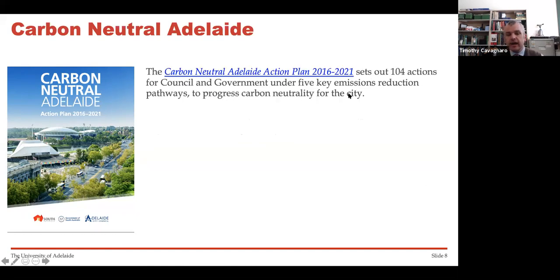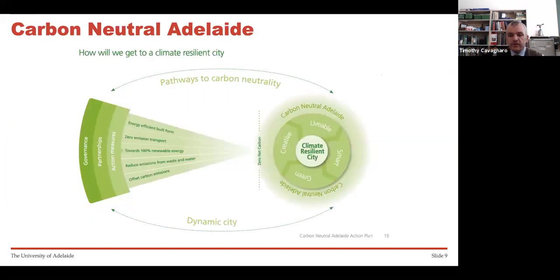And so there are 104 different actions that have been set out under 5 different key emission reduction pathways that will take us along this journey towards carbon neutrality. If we look at those different pathways, here we've got the carbon neutral Adelaide on the right-hand side, and these wedges on the left-hand side show the kinds of actions that we need to take to achieve carbon neutrality. So energy efficient built forms, that's about buildings and infrastructure, zero emission transport, renewable energy, reduced emissions from waste and water, and offset carbon emissions. What I'm focusing on today is offsetting the carbon emissions. We can do a lot to reduce our emissions, but there will still be emissions that need to be offset. And that's really what the focus of this project is about.